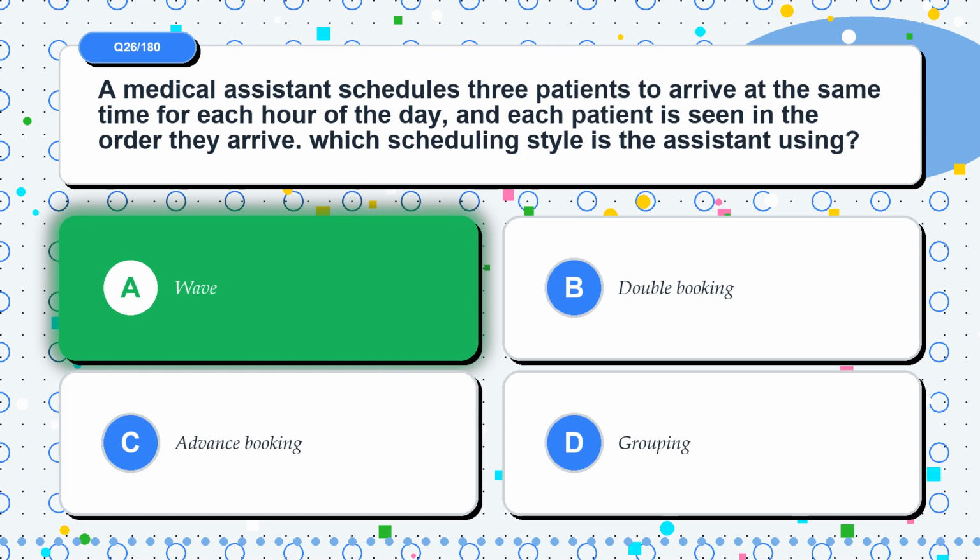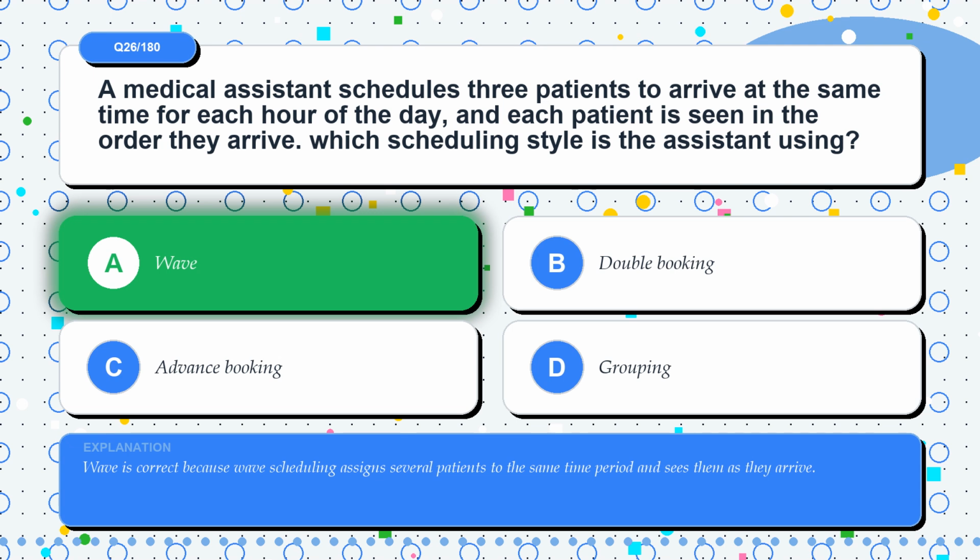The correct answer is option A. Wave. Wave is correct because wave scheduling assigns several patients to the same time period and sees them as they arrive.